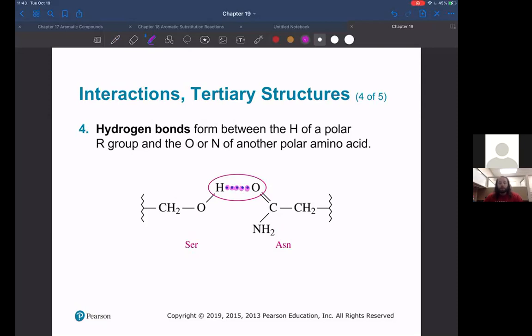So proteins are made up of a ton of hydrogen bonds. A lot of them take place between the backbone, but again, we can also have hydrogen bonding in the side chains as well.